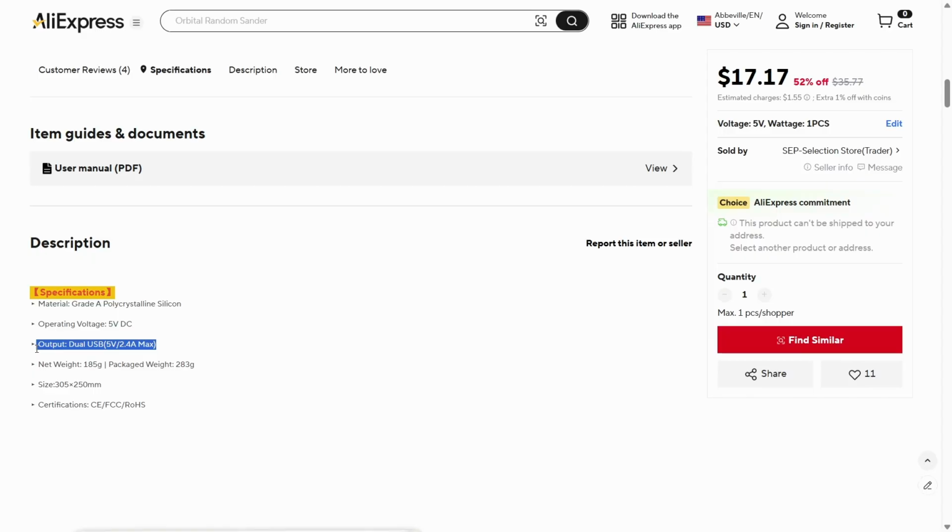Even if we take the simplest interpretation, 5 volts times 2.4 amps is about 12 watts. And even if someone argues it could be per port, that would still be about 24 watts maximum. Either way, it's nowhere near 100 watts. That's a big difference. There is one important detail here.